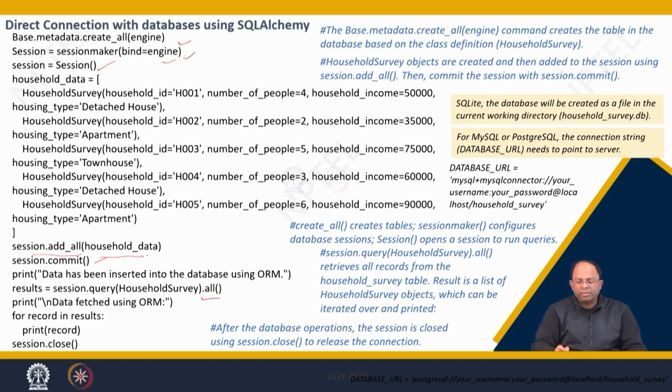The result is a list of HouseholdSurvey objects which can be iterated over and printed. So this data would be saved in results, and the results can be printed one at a time using a loop, and then we can close the session. Once you close the session, we are done with this particular connection. What is happening here is that results are instances of HouseholdSurvey objects, and we can directly store the data retrieved from the database in them and then print it.